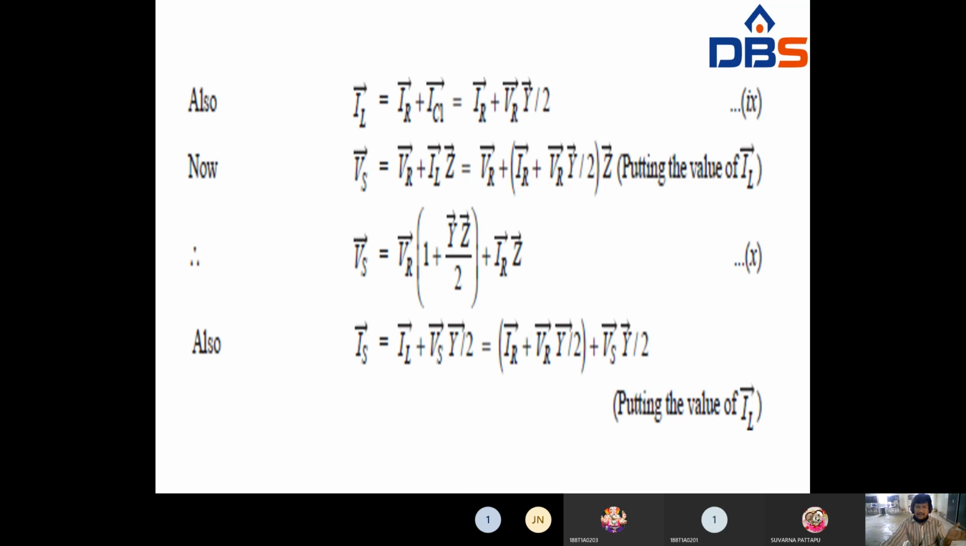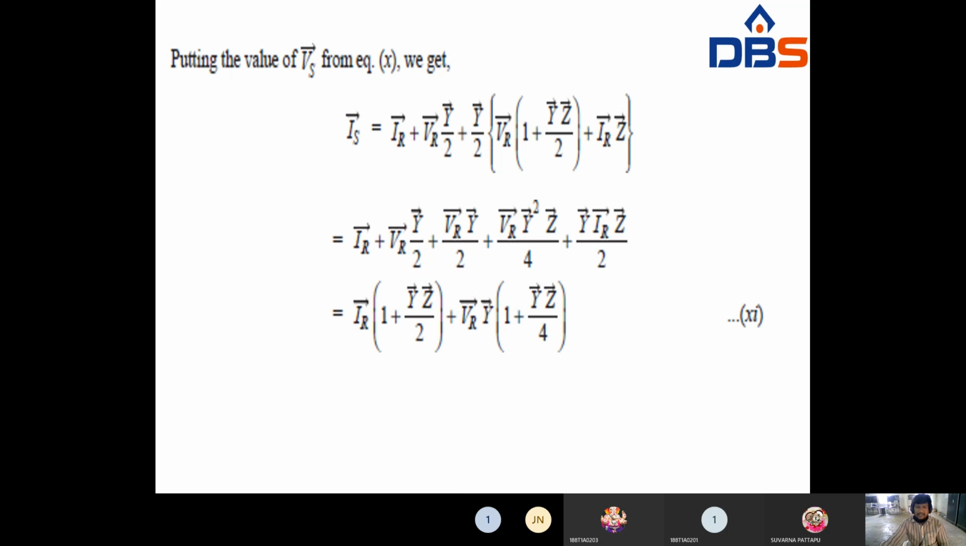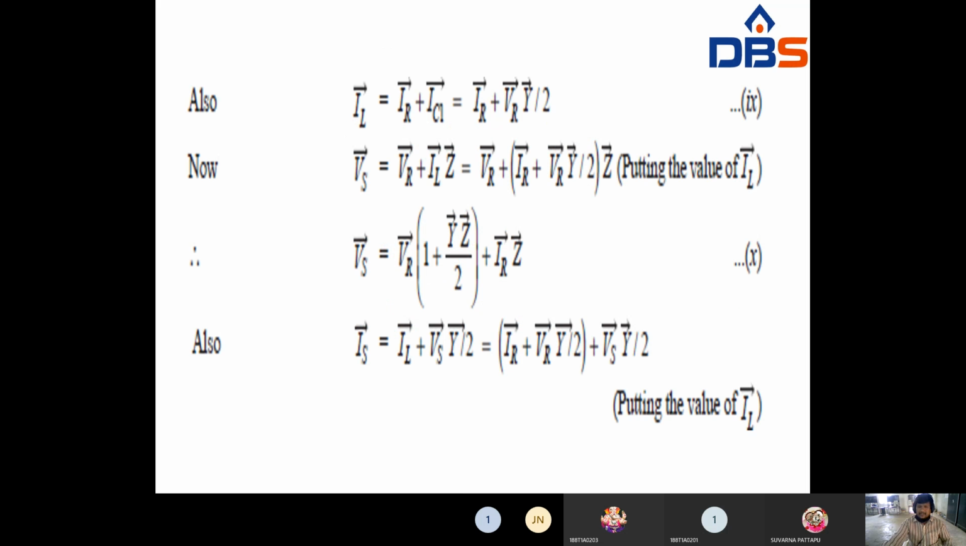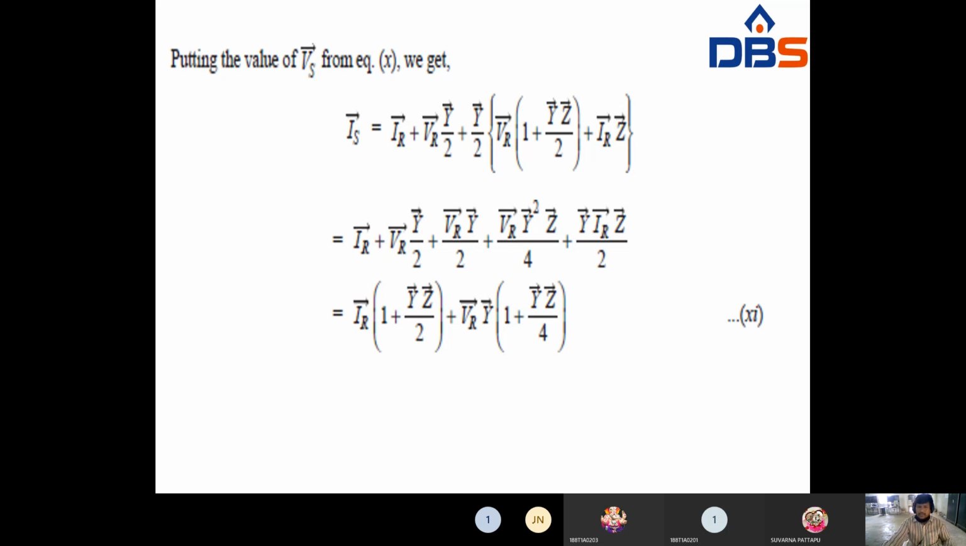Now coming to the sending end current, IS is equal to IL plus Vs into Y by 2, but what is the Vs value? This one. Substitute the 10th equation into this one and we get the values. Rearranging, separating IR and VR, we get IR into 1 plus YZ by 2, VR into Y into 1 plus YZ by 4. This is the 11th. Now equations 10 and 11 are compared to equations 1 and 2.